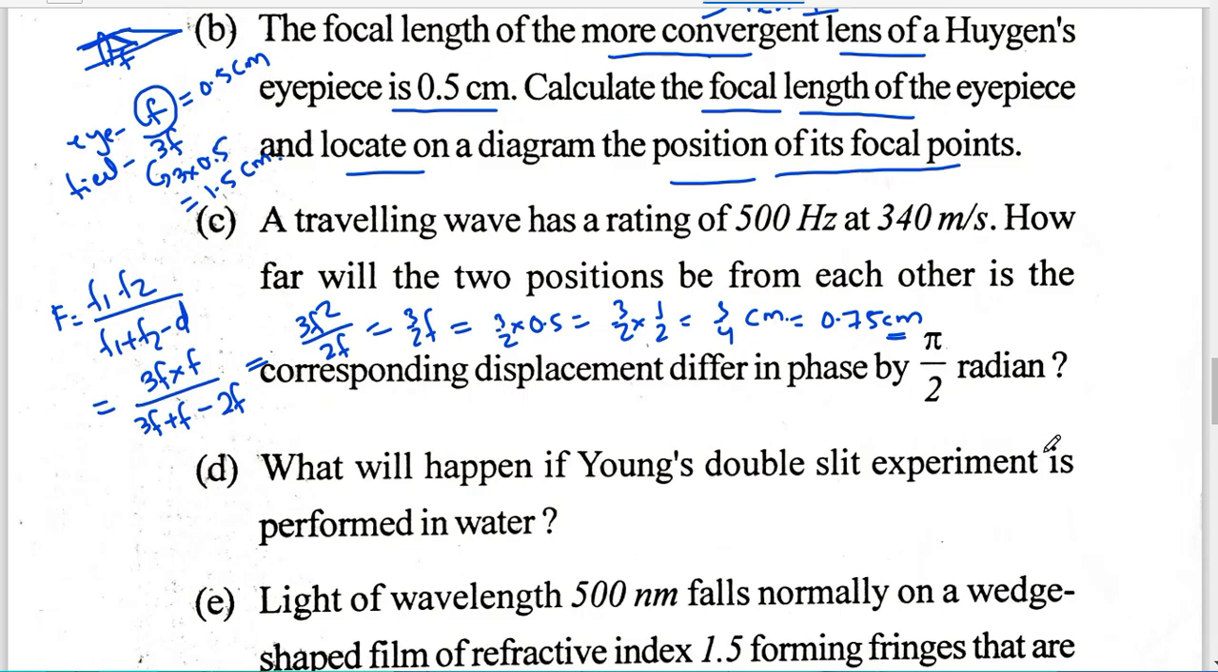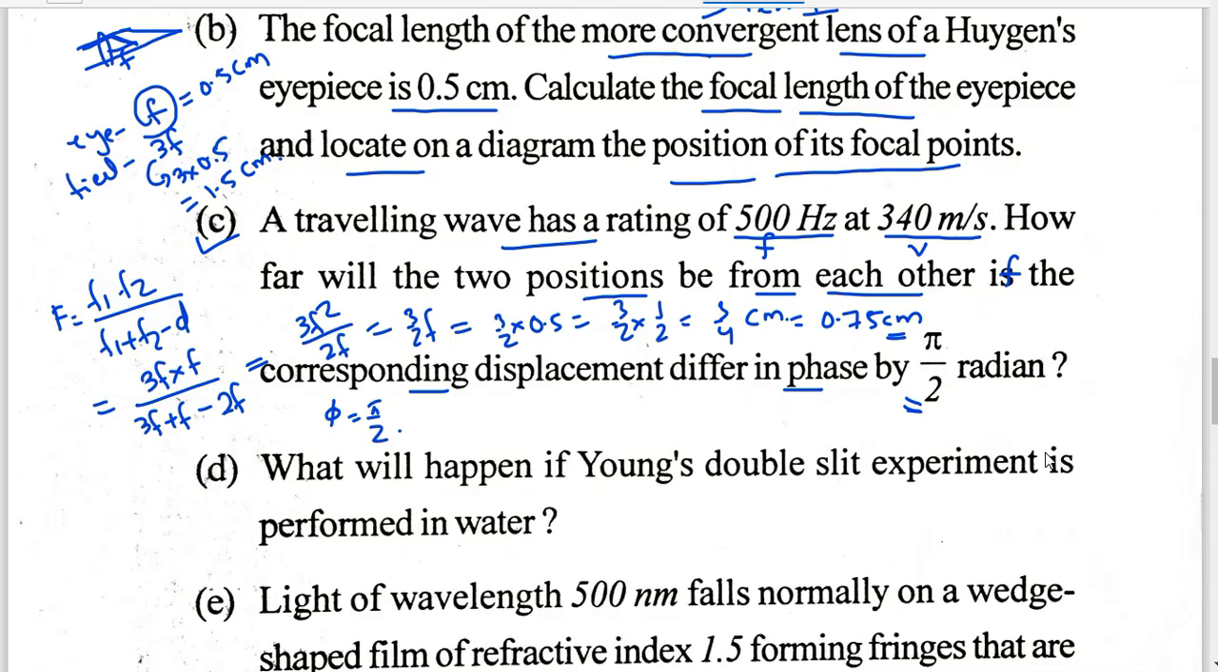Now let's move to the next question. Question number C. A traveling wave has a frequency of 500 Hz at 340 meter per second. That means this is the frequency, and this is the velocity. How far will the two positions be from each other if the corresponding displacements differ in phase by pi by 2 radian? That means they have a phase difference of phi equal to pi by 2 radian.